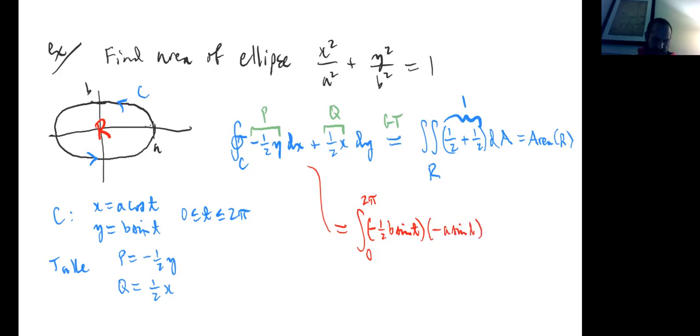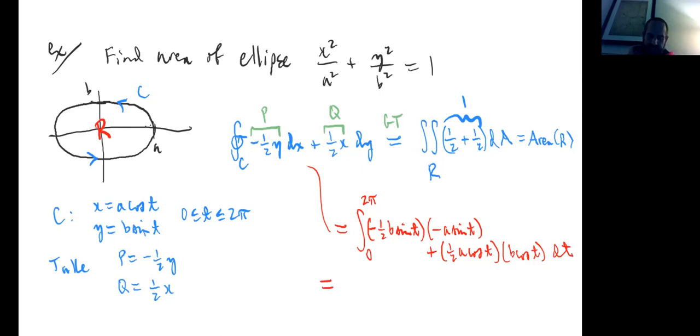Okay. Plus 1/2 x. So that's going to be 1/2 a cosine of t dy. Y is equal to b sine of t, so dy is going to be b cosine of t. All right. And this is dt when all is said and done. Okay. So what's that equal to?